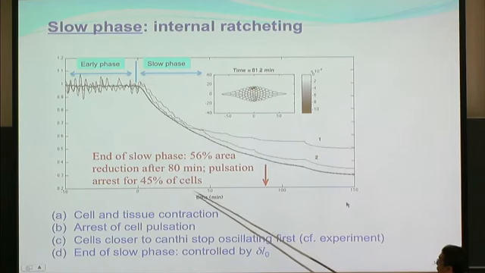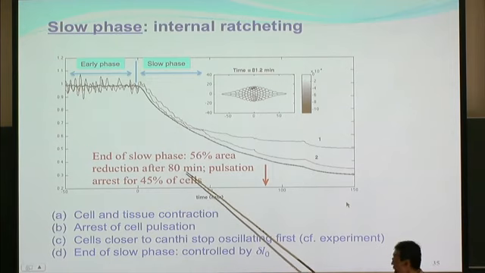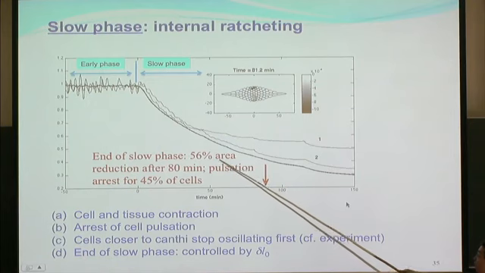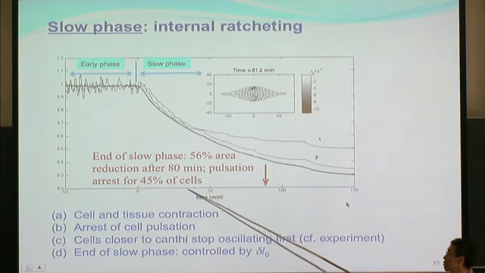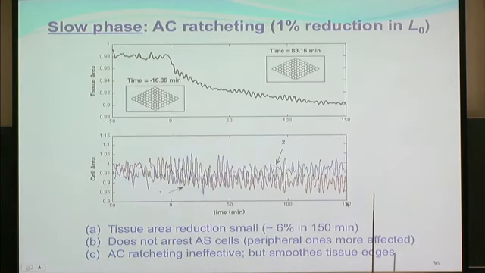If we do that, by the end of 80 minutes, that's what the experimenters consider to be the end of the slow phase, you would have achieved a loss of the area of about a half, and maybe half of the cells have stopped oscillating. But this is controlled by the magnitude of the ratcheting, of course. Now let me speed up a little bit.